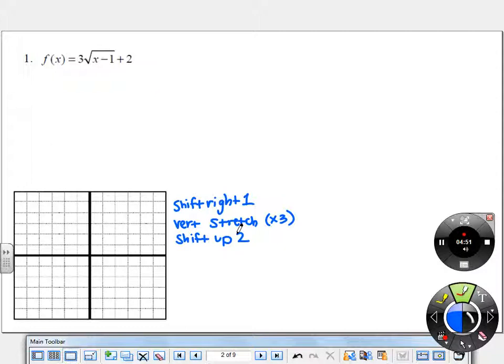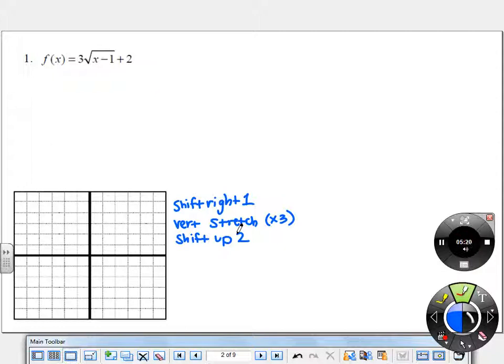Where is the new vertex of my graph then going to end up? Any ideas? Instead of that starting point being 0, 0, where do you think it's going to be now? No. So remember that what the 3 is going to do, it does stretch it. So you're thinking the right thing, except for it stretches everything from the vertex. So the stretch doesn't change where the vertex is. It just stretches things around the vertex.